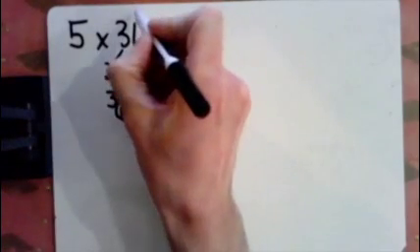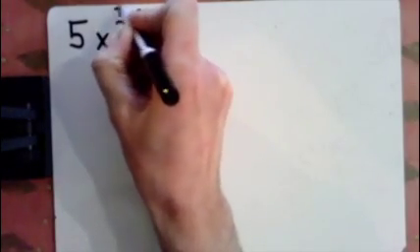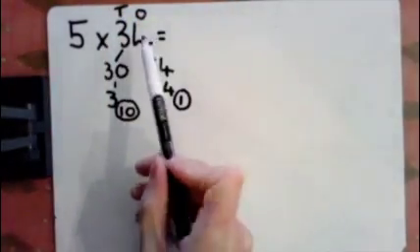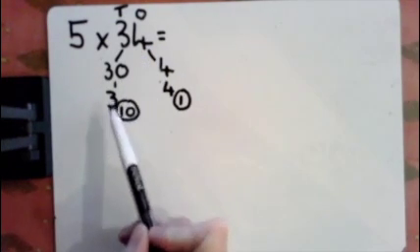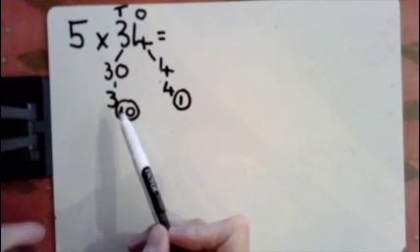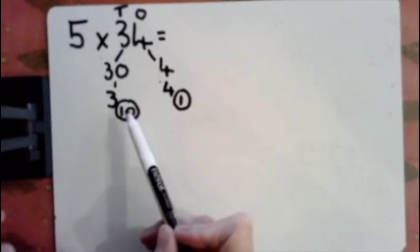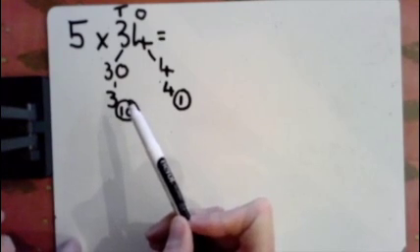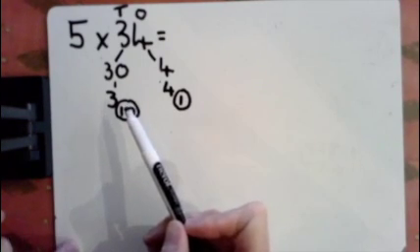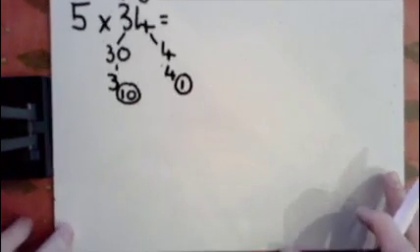Now that's really useful to think about our numbers this way. We've got here our 1s, which is 4, and our 10s, which is 3. So we've got 4 1s and we've got 3 10s. When we break it down into the grid method, this way of thinking about the numbers will really help us to get the correct answer and to understand what's going on with the mathematics. So the first thing I'm going to do is draw out the grid method.